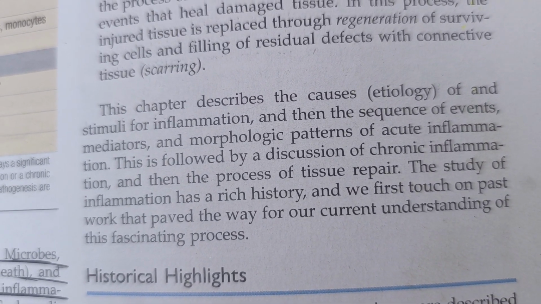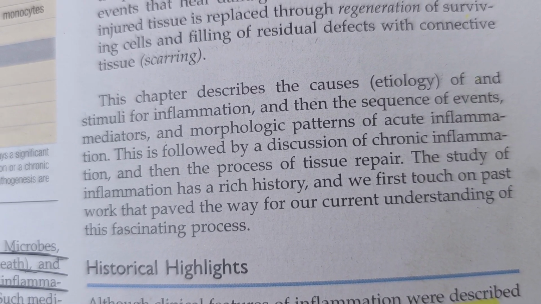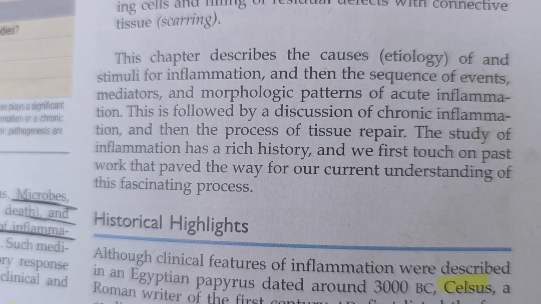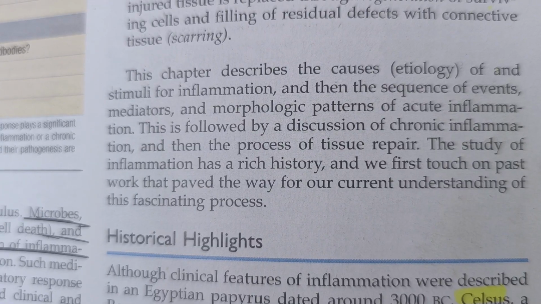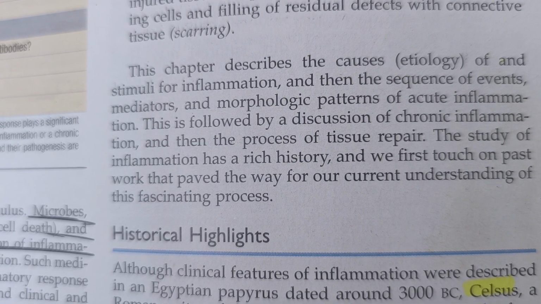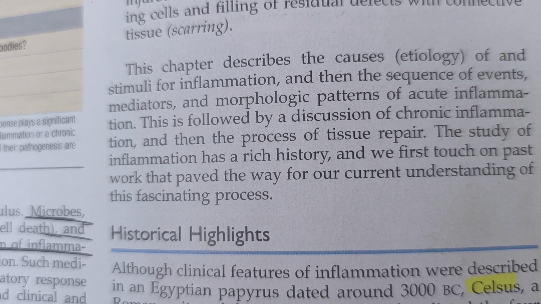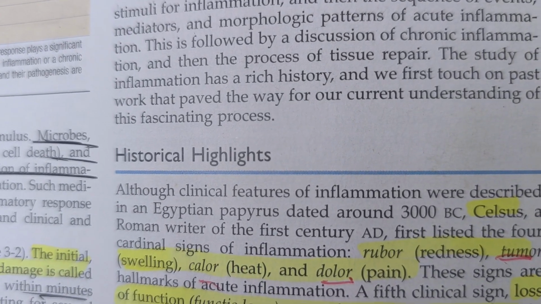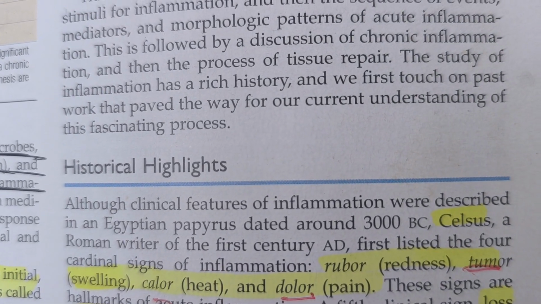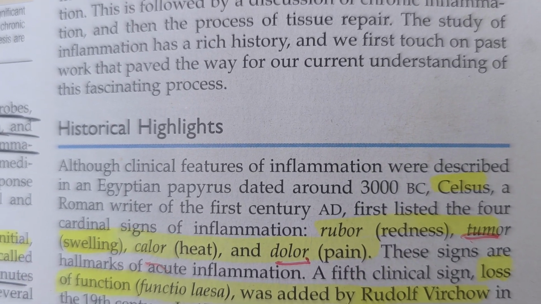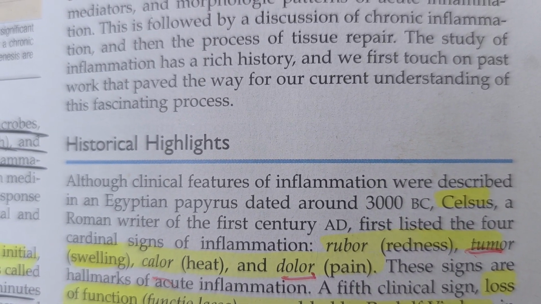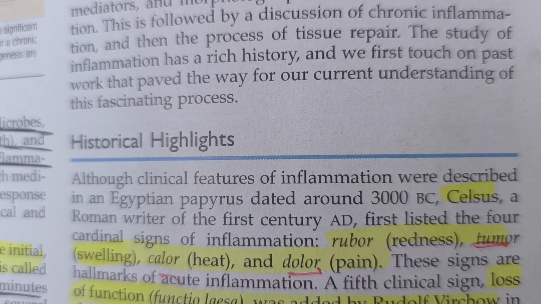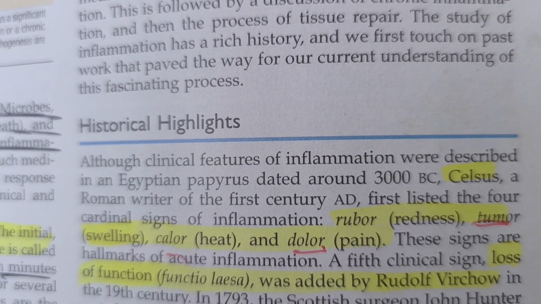This chapter describes the causes of the stimuli for inflammation and then the sequence of events, mediators, and morphologic patterns of acute inflammation. This is followed by discussion of chronic inflammation and then the process of tissue repair. The study of inflammation has a rich history, and we first touch on the past work that paved the way for our current understanding of this fascinating process.